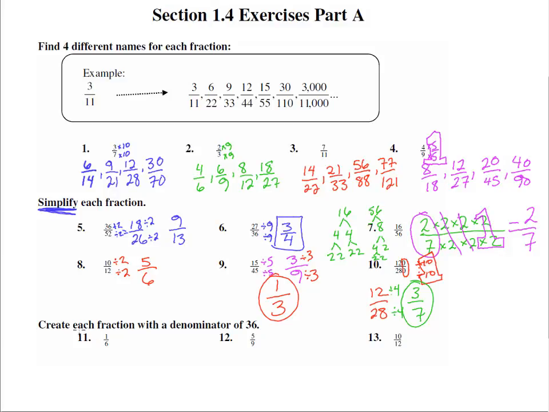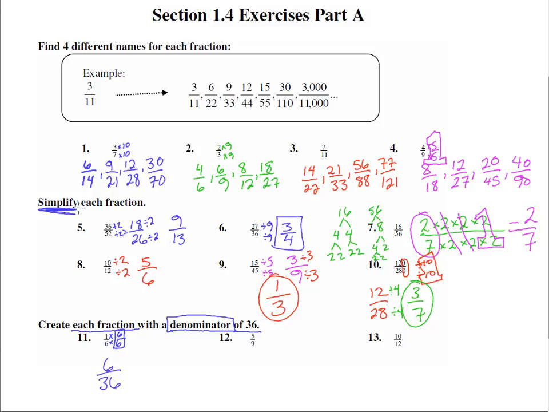Number 11. On this one, it says to create each fraction with a denominator, that's the bottom number, and it's the one that names the fraction of 36. Okay, so what would we have to multiply this bottom by to get 36? Well, we'd have to do it by a 6. We got to do it on the top and the bottom, so we're really timesing by this big number 1. Well, let's see what we get. We get 6 on top and 36 on the bottom. And that's exactly right. 6/1/6 and 6/36 is exactly the same thing.